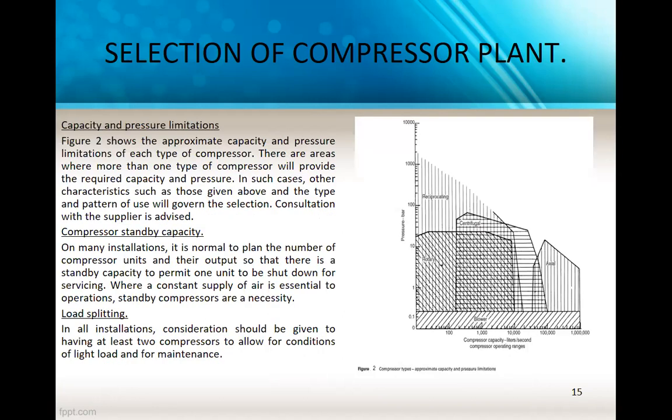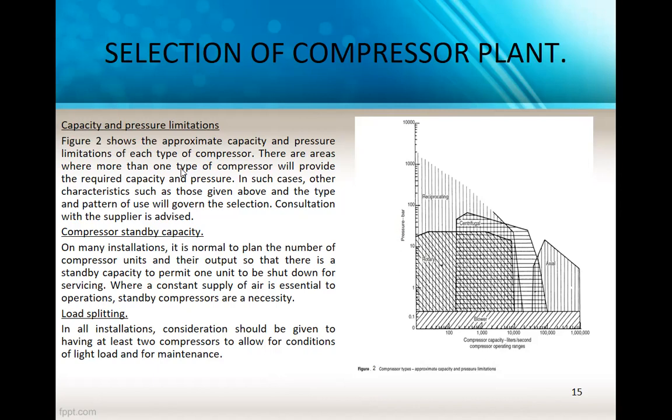For the capacity and pressure limitation, see figure 2. Kadalasan ganito makikita mo sa mga supplier, sa catalog, supplier's catalog. Selection ka. Alin doon, gagamitin mo. So, pag pumasok sa range, yun ang magiging selection mo. So figure 2 shows the approximate capacity and pressure limitation of each type of compressor. So pressure and the capacity in liters per second.